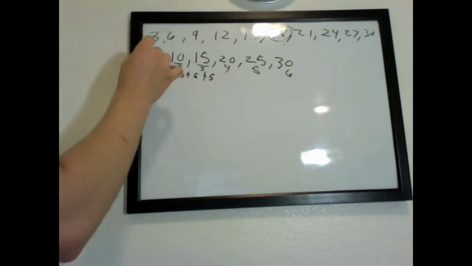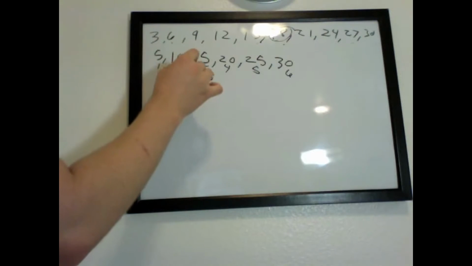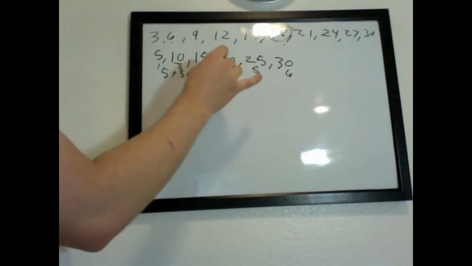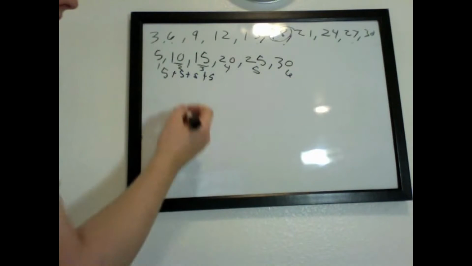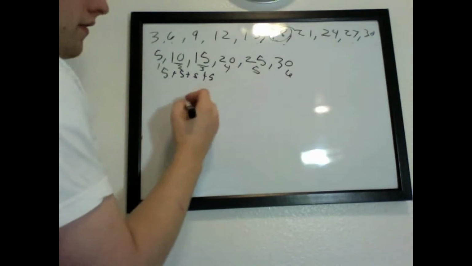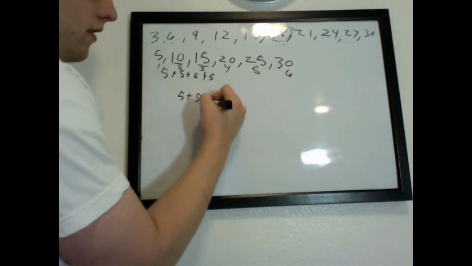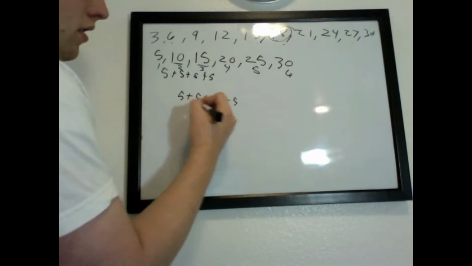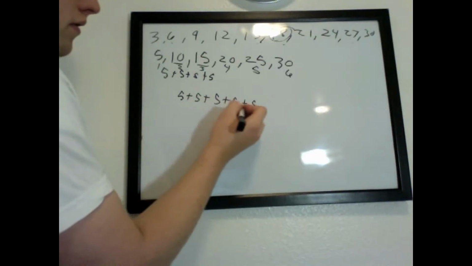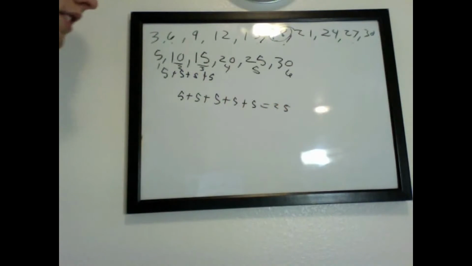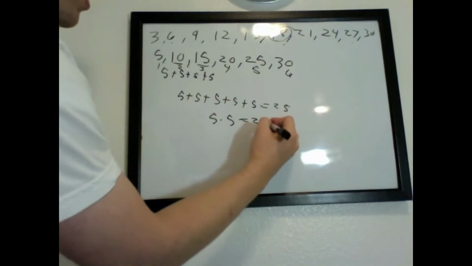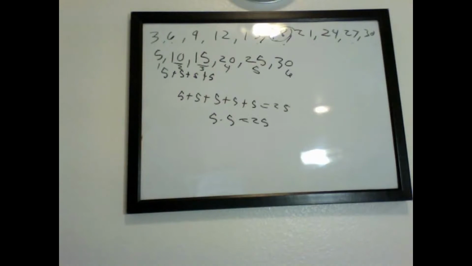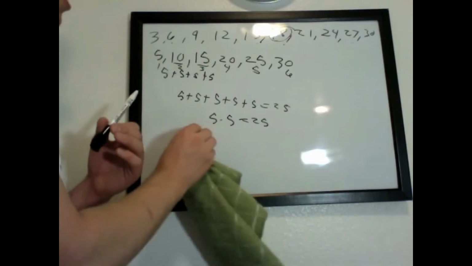So 5 times 1, 5. 5 times 2, 10. 5 times 3, 15. 5 times 4, 20. 5 times 5, 25. 5 times 6, 30. So say we wanted to get 25. You just do 5 plus 5, 5 times. That equals 25. If you add those up, it's the same thing as multiplying it. 5 times 5, 25. Just memorize that. Memorize the chart of your multiplications, usually up to 12.